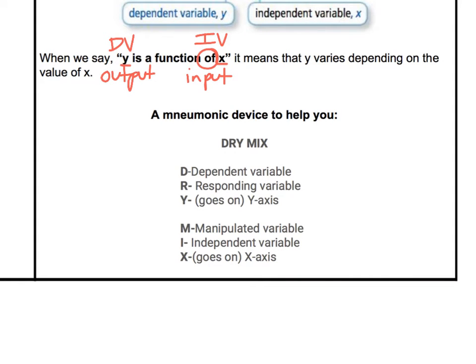I know I'm throwing a lot of vocabulary at you in this unit so far. So there's a little something that could help you remember it. Dependent is responding and goes on the y-axis, DRY. And then MIX, manipulated variable, is independent and it goes on the x-axis. If that helps you, sweet.